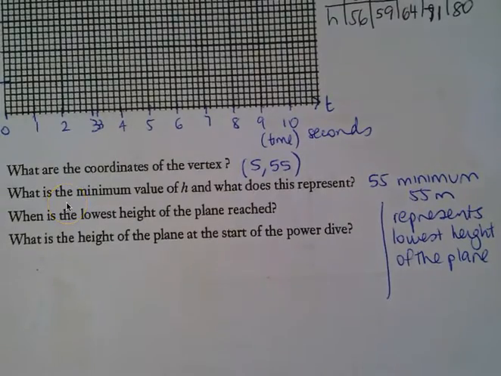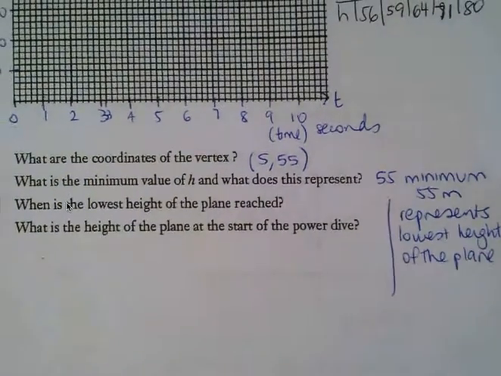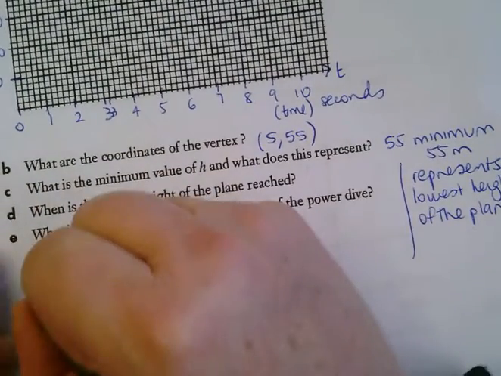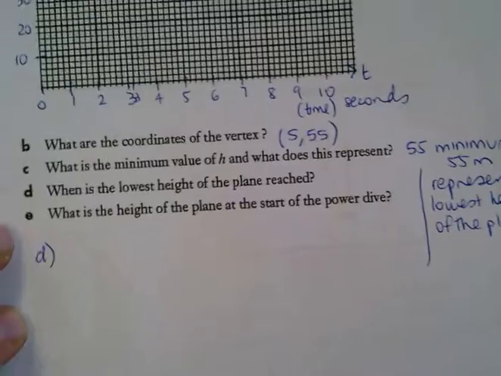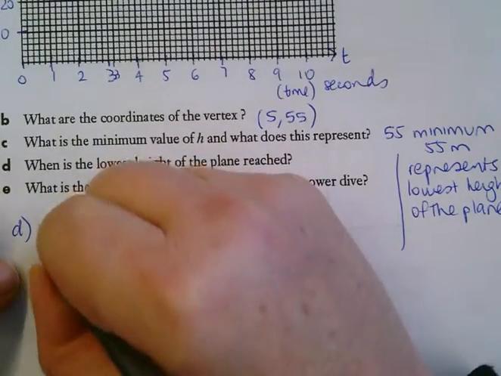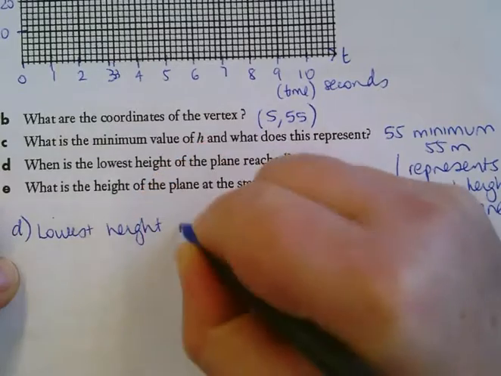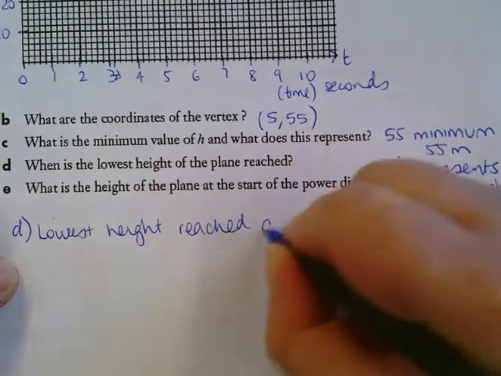What is the lowest height? It's 55 meters. So D, when is the lowest height of the plane reached? At 5 seconds. So the lowest height is reached at 5 seconds.